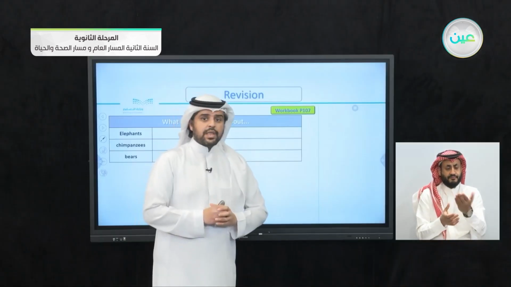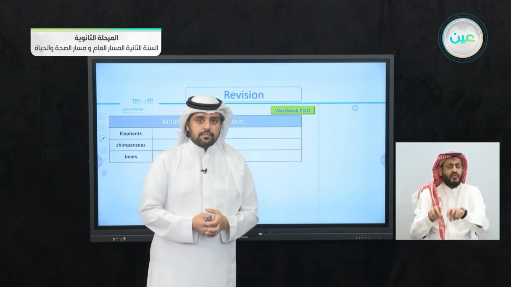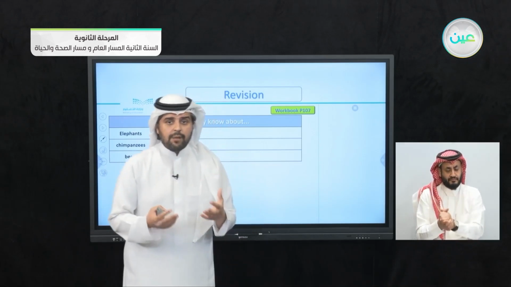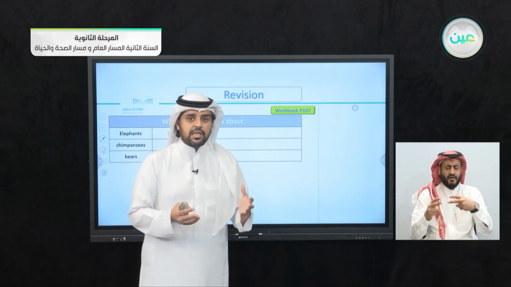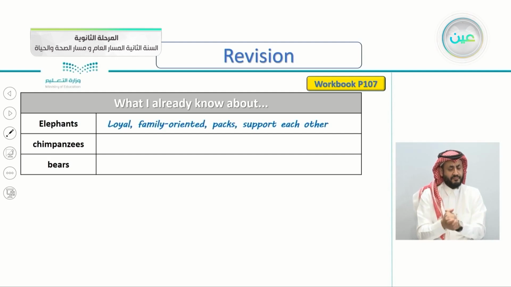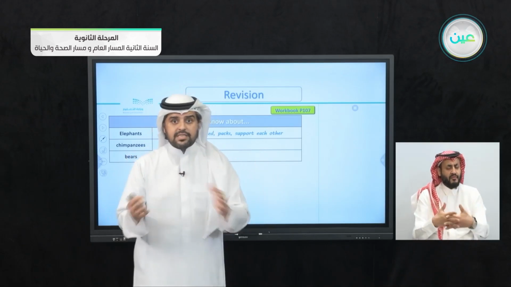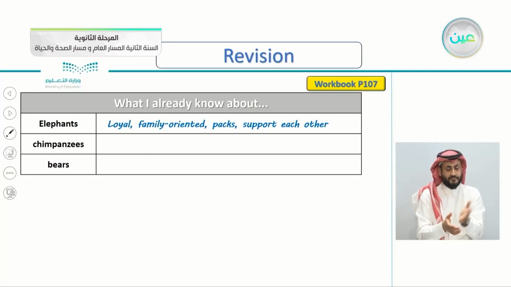So let's begin with elephants. What do you know about elephants? Something that you already know. Yes, write what you already know about elephants. Of course, different students will write different things. For example, what I know about elephants, that they are loyal, they are family oriented, they move in packs. What does it mean that they move in packs? Yes, very good. They move in groups. You don't see one elephant alone in the wild. They move in groups, like families. They move together. They support each other.